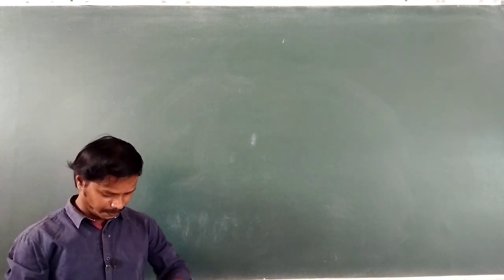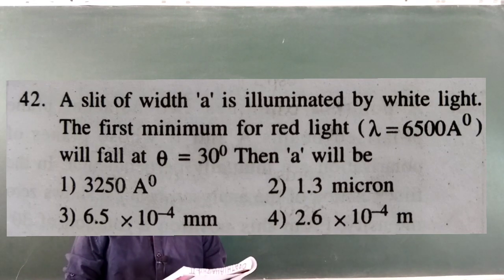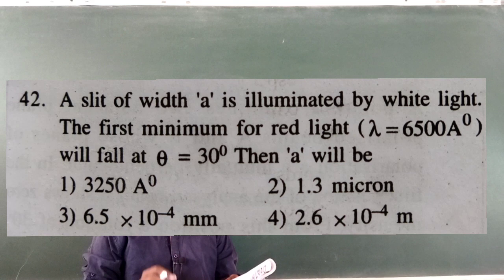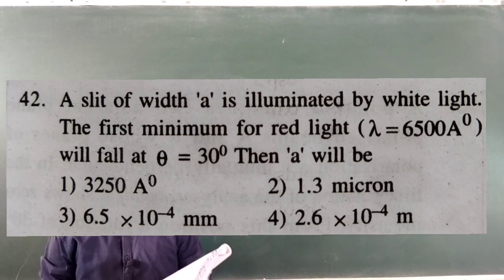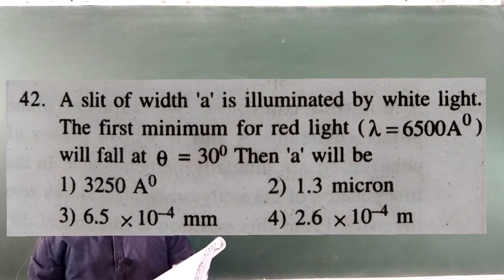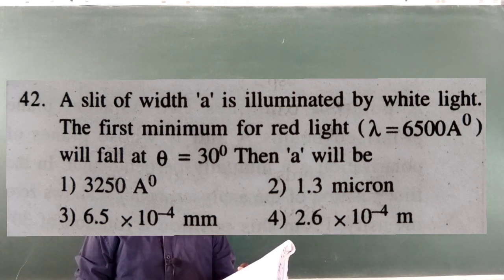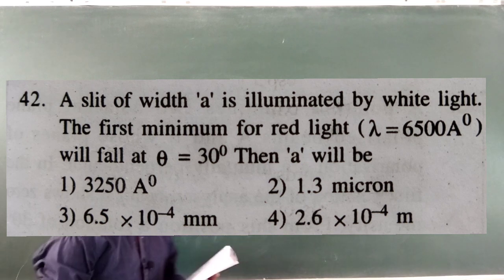So first question: a slit of width a is illuminated by white light. The first minimum for red light, whose wavelength is given as 6500 angstrom, will fall at theta equal to 30 degree. Then what is a? What we have to find is the slit width. Solution.